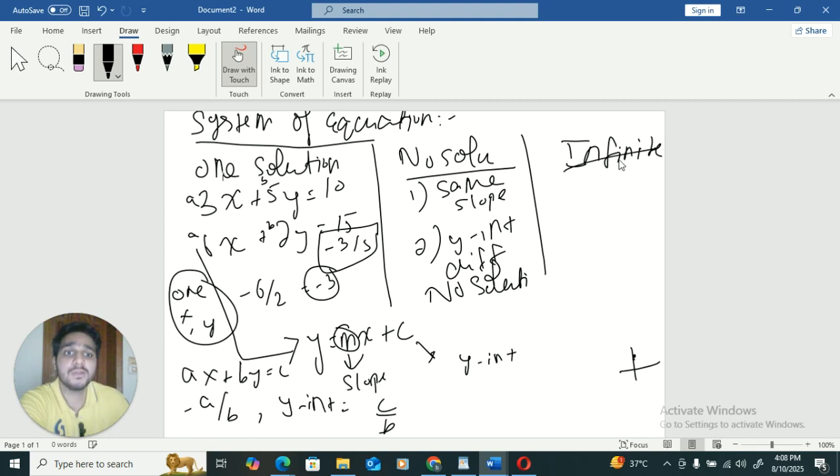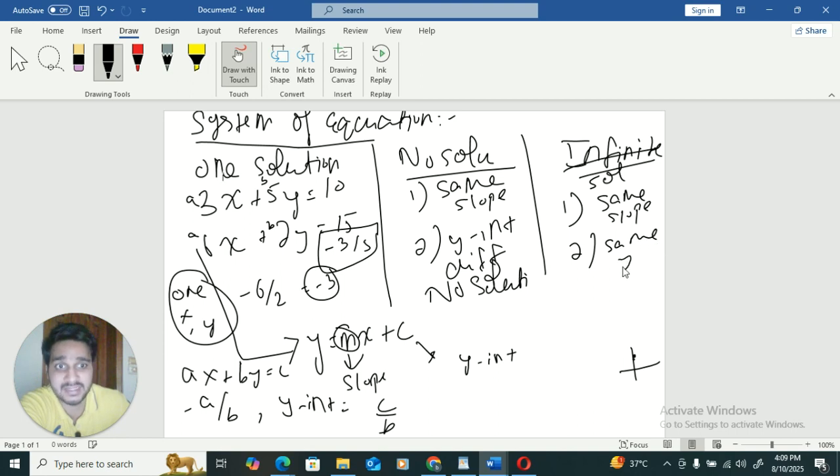Furthermore, introducing infinite solutions. Infinite solutions have the same slope and the same y-intercept. So if we have the same slope and the same y-intercept, there are infinite solutions.